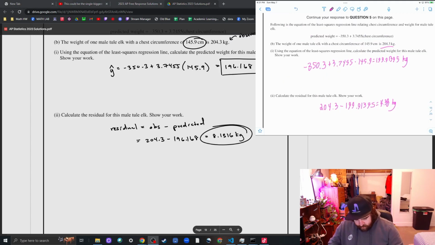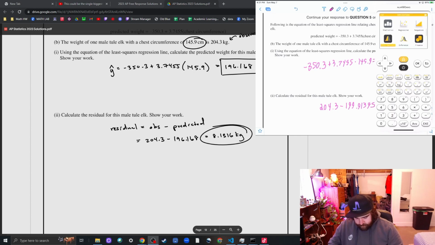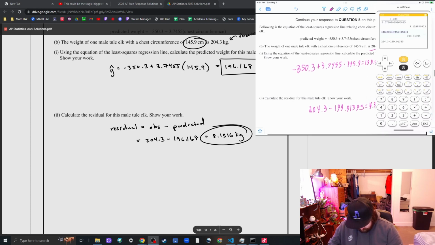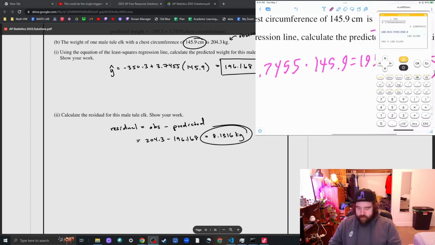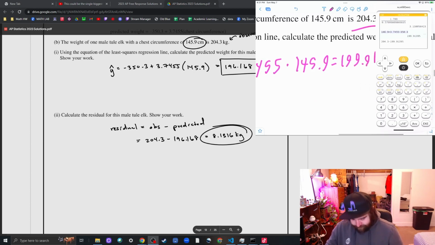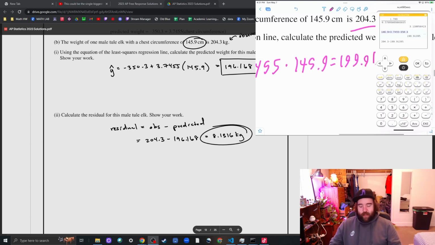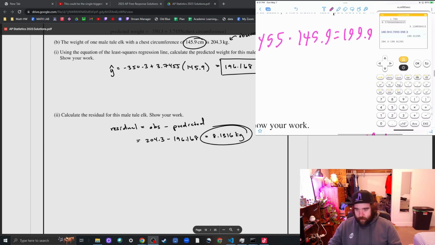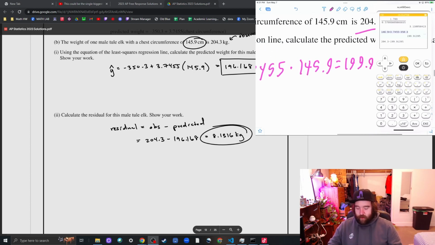He got 196 for this somehow. So I wrote down the exact same work that they did. So I must have typed it into the calculator wrong. I did 146.9. Oh. So I typed it into the calculator wrong. I did the math exactly right. I typed it into the calculator wrong.